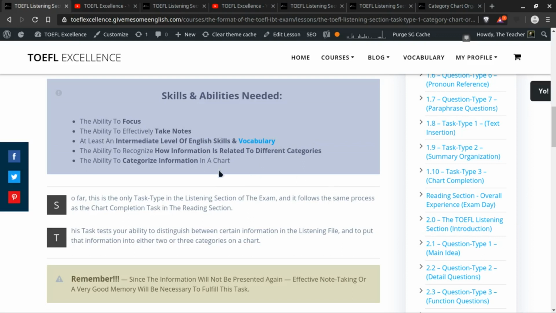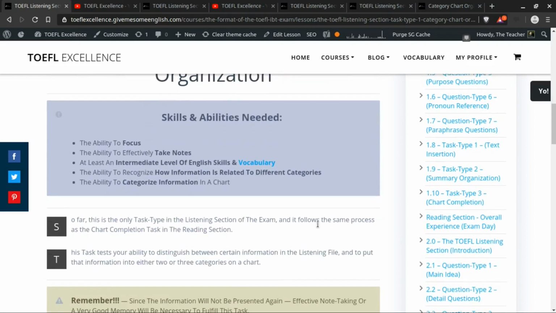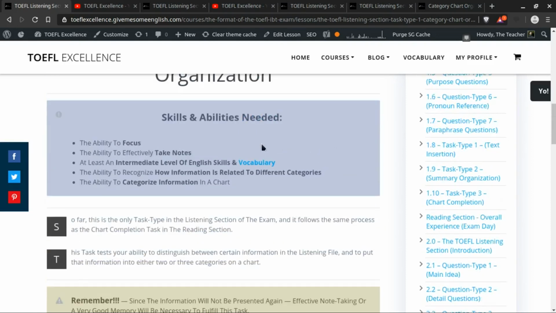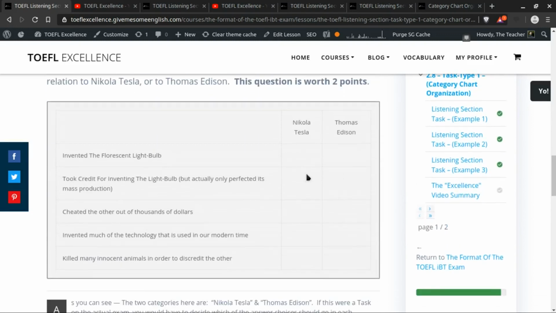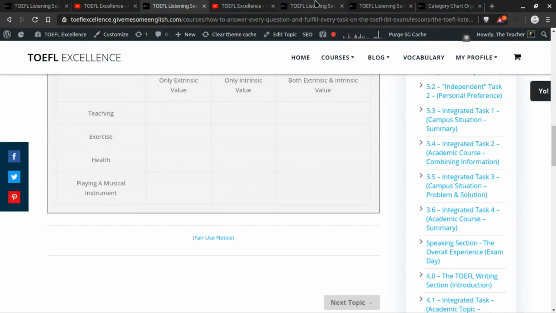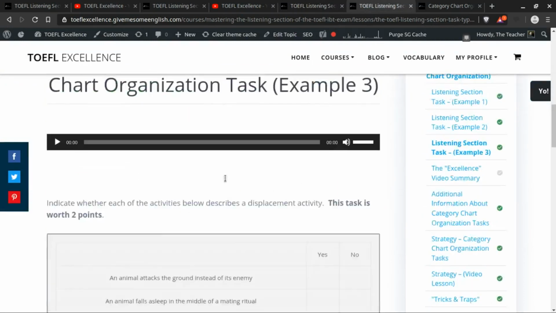You have to understand how information is related to different categories. Well, that's natural, just to be able to comprehend what you're supposed to do for the actual task type. And then the ability to categorize this information. So really, this is a good example of something sounding more complicated than it actually is, because all you have is a chart where you have two categories, and of course it might look a little bit different depending on the chart. And of course, these are charts that I built on the TOEFL Excellence website.